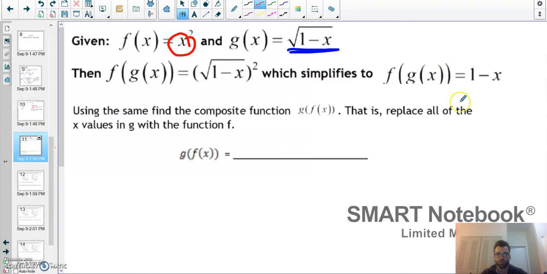Using the same composite functions, g of f of x, that is, replace all x values of g with the function f. So we're going to go g of f of x. f of x is x squared. That means wherever I see x in g, I write x squared. So my composition of functions will be 1 minus x squared. Like that.